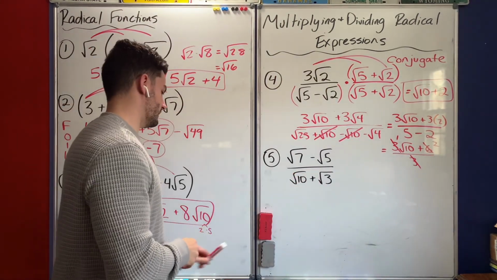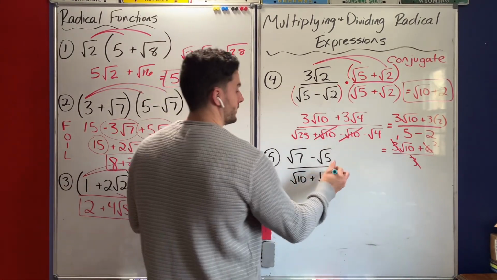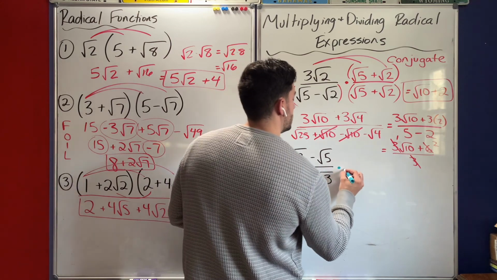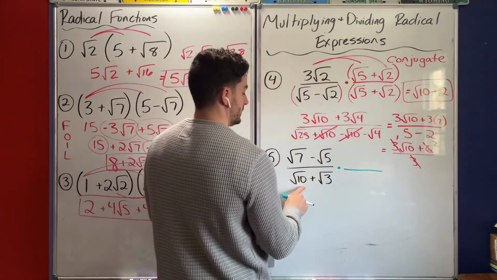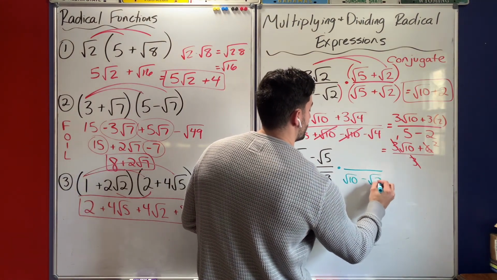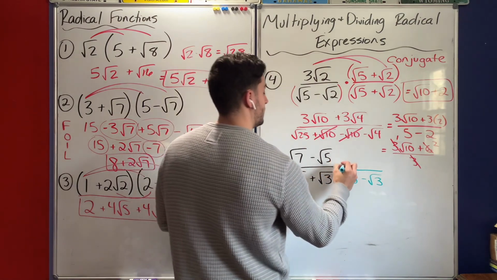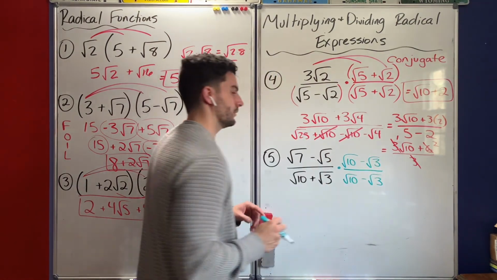Okay, so same idea. So for number 5, we want to multiply by the conjugate. Again, starting it the same way. Again, we multiply by that conjugate on the top and the bottom. Same thing, right? So it's got to be square root of 10 minus the square root of 3, right? That's what's going to cancel here. And then on the top, same idea, square root of 10 minus the square root of 3.